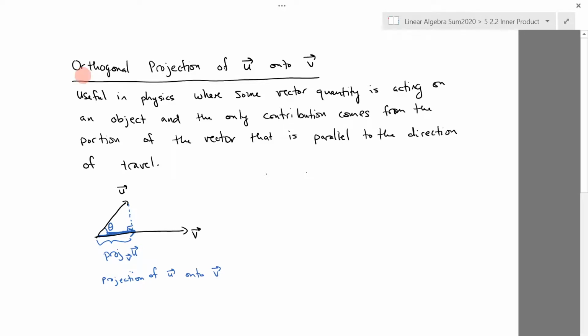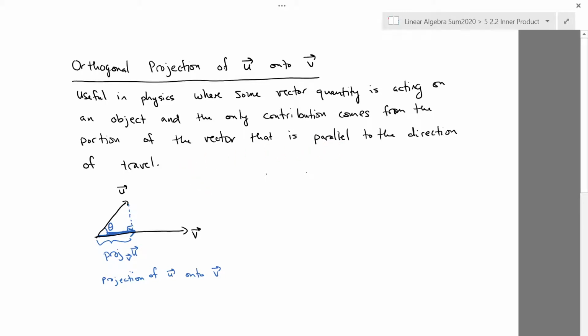On this page, we discuss what's called the orthogonal projection of a vector u onto a vector v. Orthogonal projection is useful in physics where you have some vector quantity acting on an object, let's say in motion, and the only contribution of this vector comes from the portion that is parallel to the direction of travel.